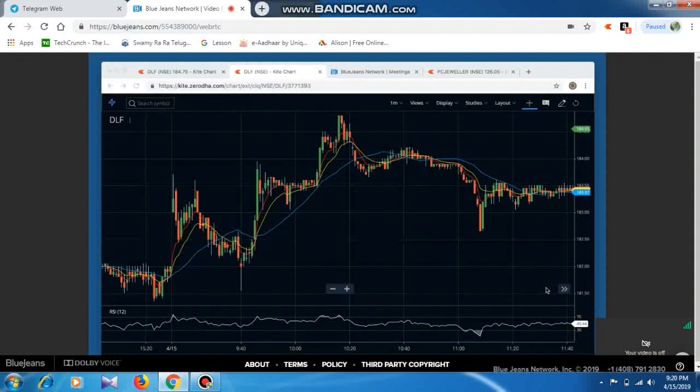Okay, are you guys clear with the values you should give? Period 12, overbought condition 70 and oversold condition 30. Now we'll go through the chart.